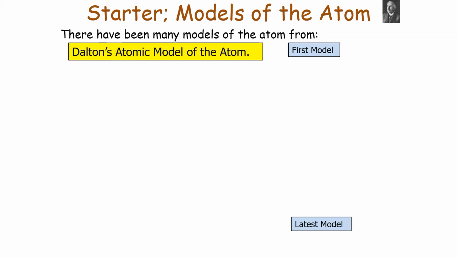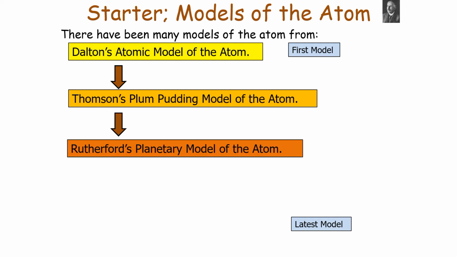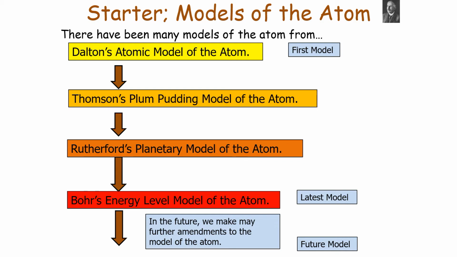So there have been many models of the atom, from Dalton's atomic model, to Thomson's plum pudding model, to Rutherford's planetary model, to Bohr's energy level model of the atom. Now, it's important in science that we continually update our scientific models with the latest experimental data. So in the future we may make further amendments to the model of the atom.